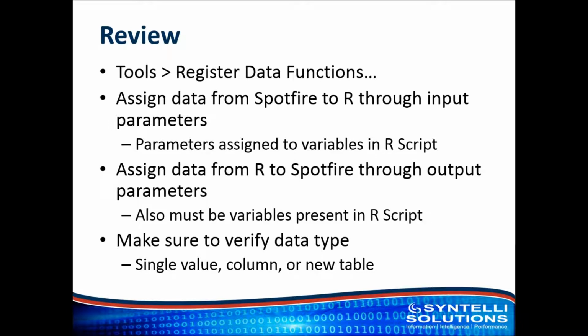So you assign data from Spotfire to R through input parameters. These parameters are assigned to variables within the R script. The input variable that I created and turned into cat. Next, you assign data from R to Spotfire through output parameters. Those also must be variables present in the R script, the variable that I specified as output.